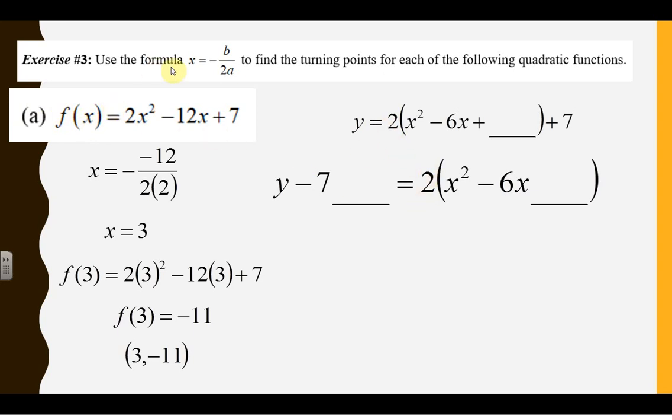Because that 2 matters, people. So we took out a 2. Half of 6 is 3. 3 squared is 9. 2 times 9 is 18. So that went over there. And you see how it works. 3 comma negative 11. We just want to remind you of the negative b over 2a, just to drive it on home.